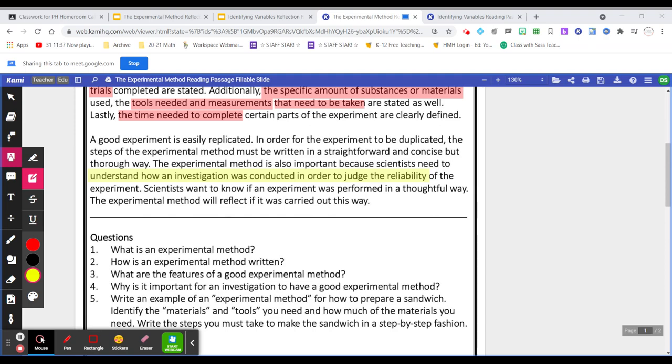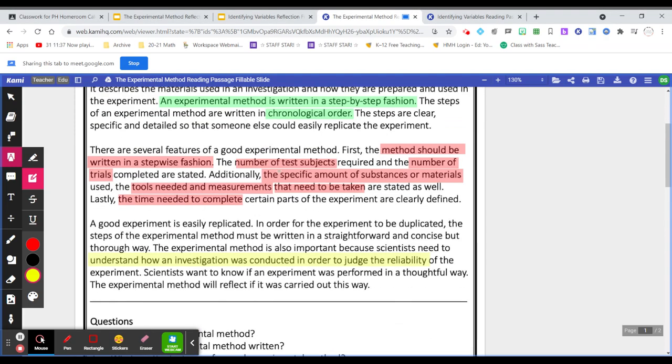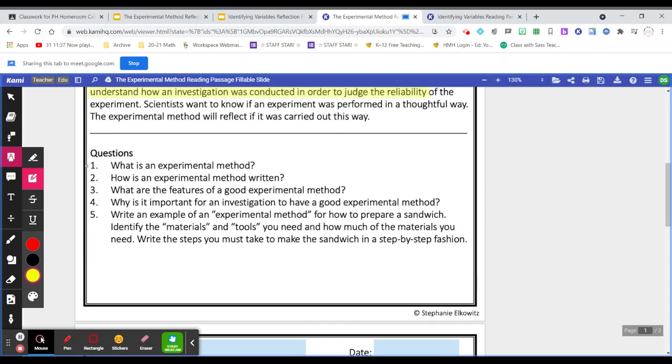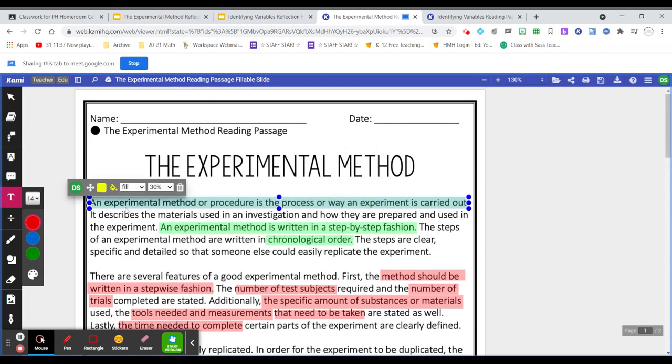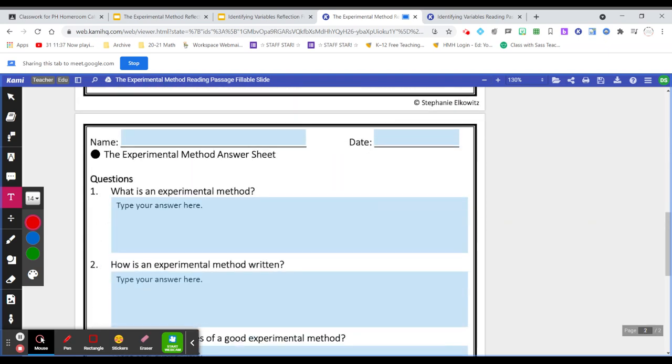Awesome. Okay. So now that we have finished this little passage, let's go ahead and answer some of the questions. Looking back at the passage, if you need to, what is an experimental method?